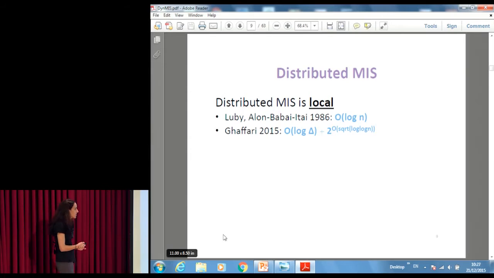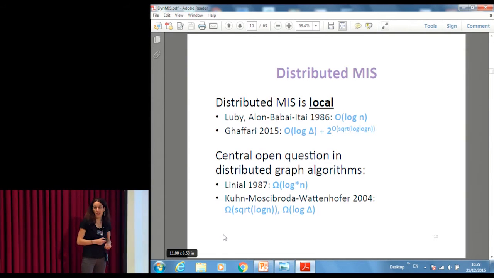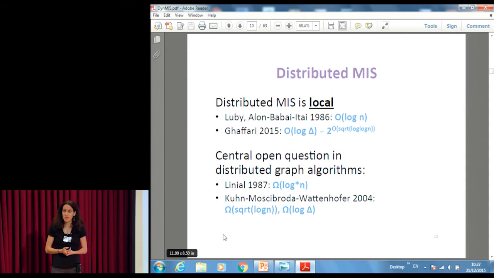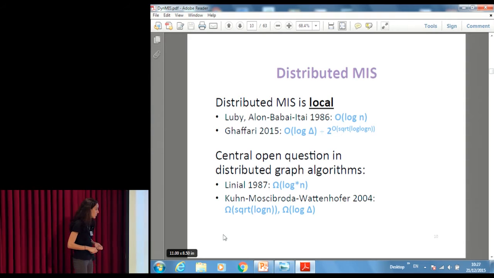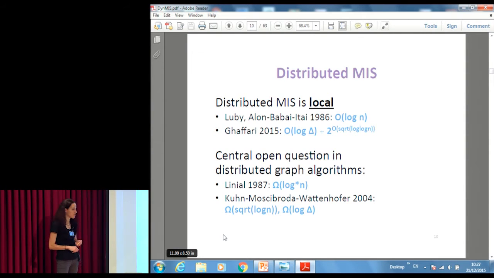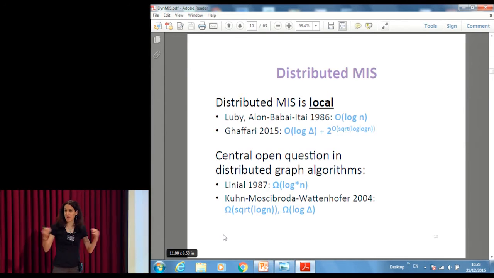It's also a central problem because it's actually open. How fast can you solve it? Okay, so we know how to solve it in log n rounds, but our lower bounds are not there yet. So we have Linial's lower bound, which is also almost 30 years old now. And this is a log star n lower bound. This holds even for rings and for a path. Okay, very simple graphs. You still need some communication. You can't solve it in a constant number of rounds.